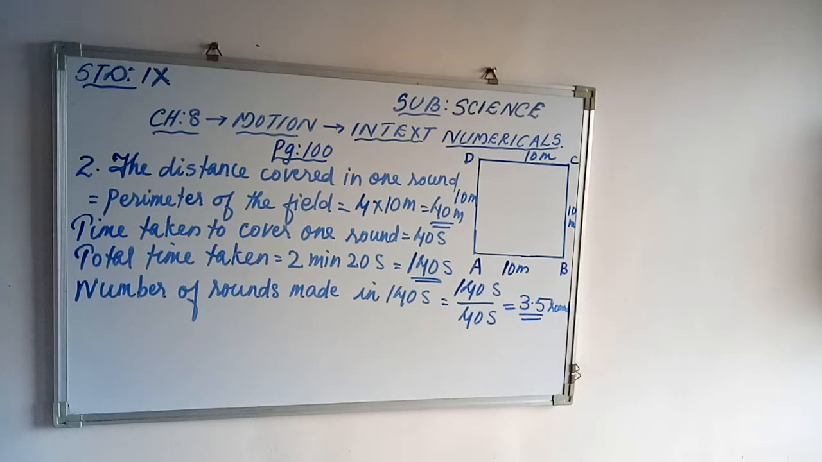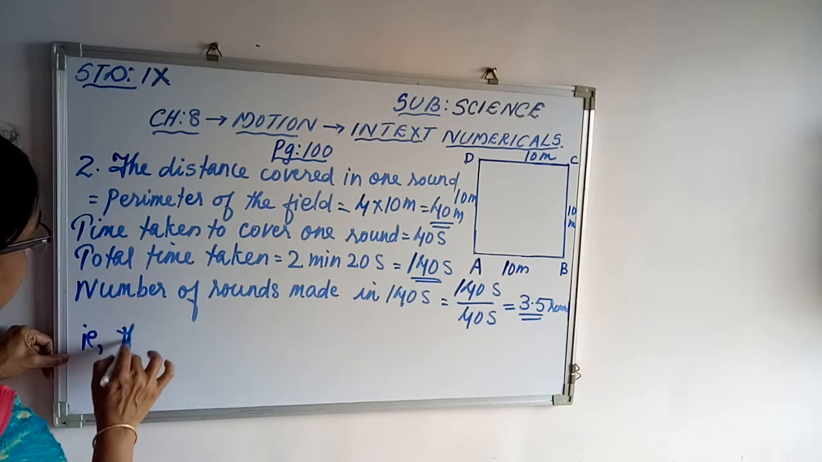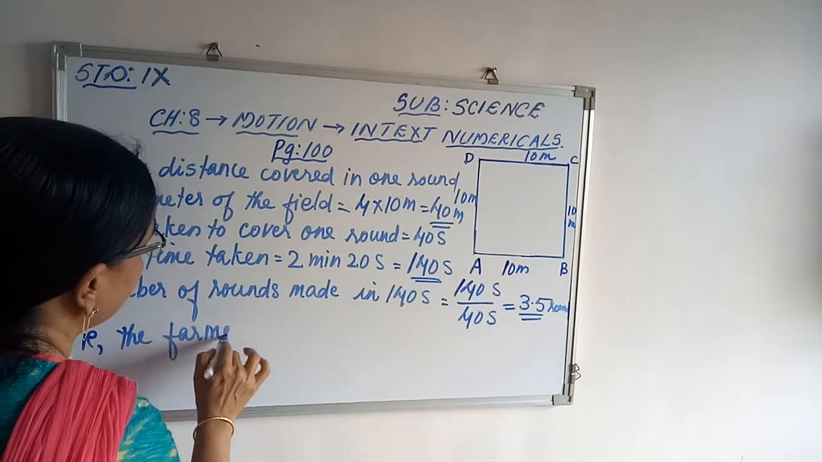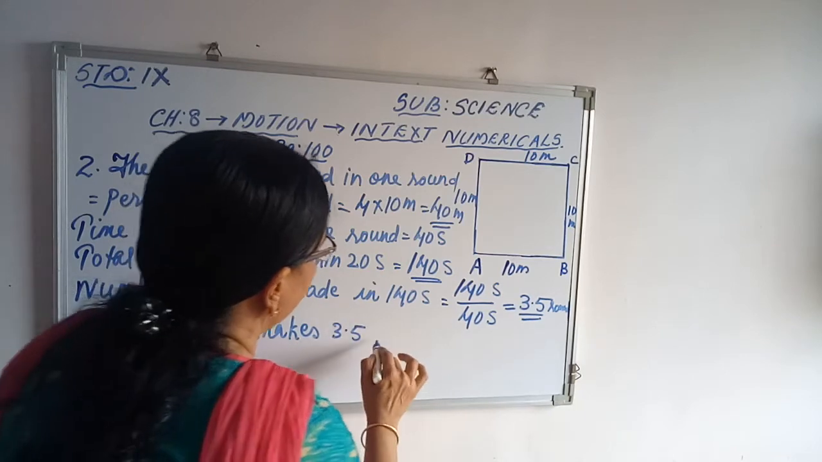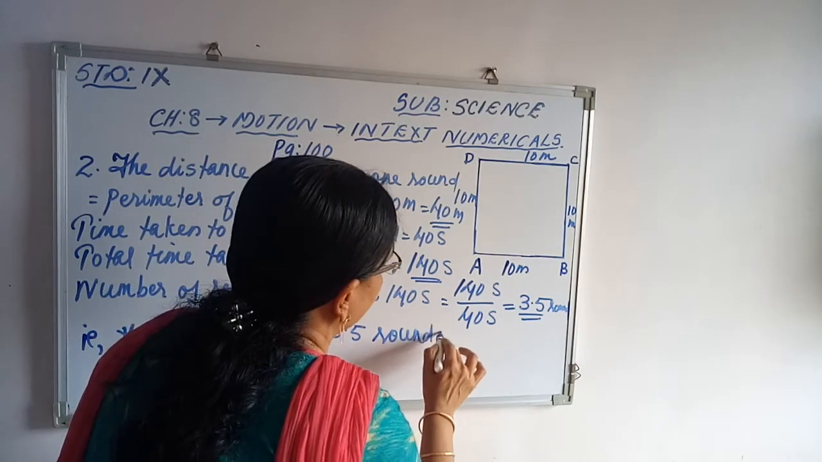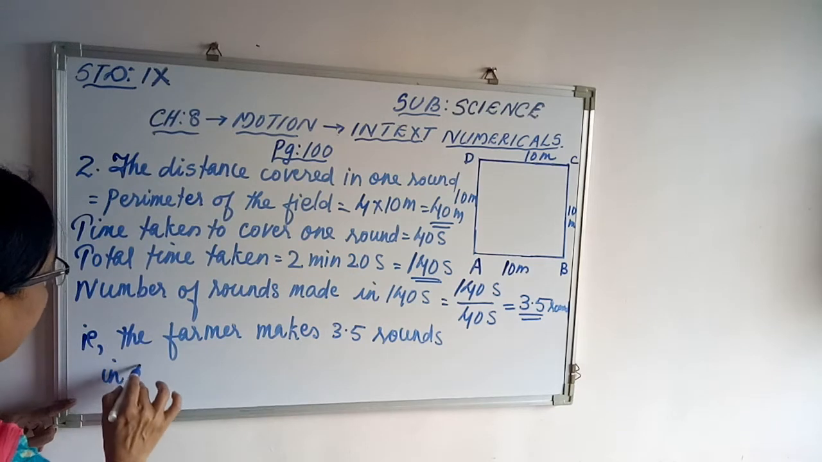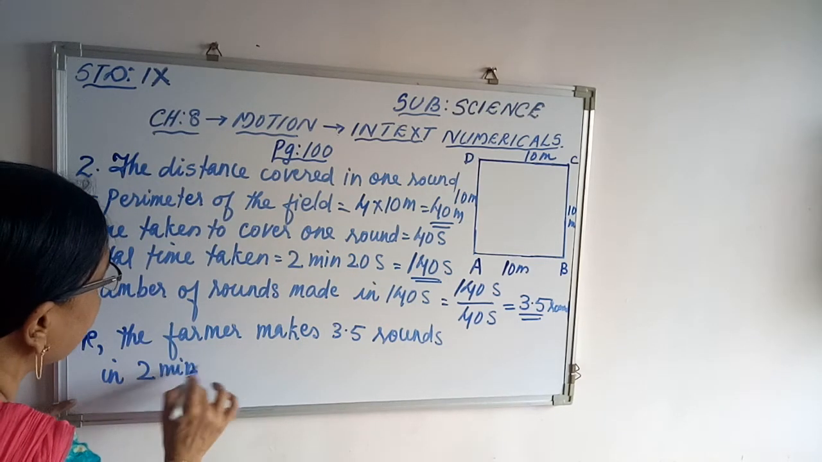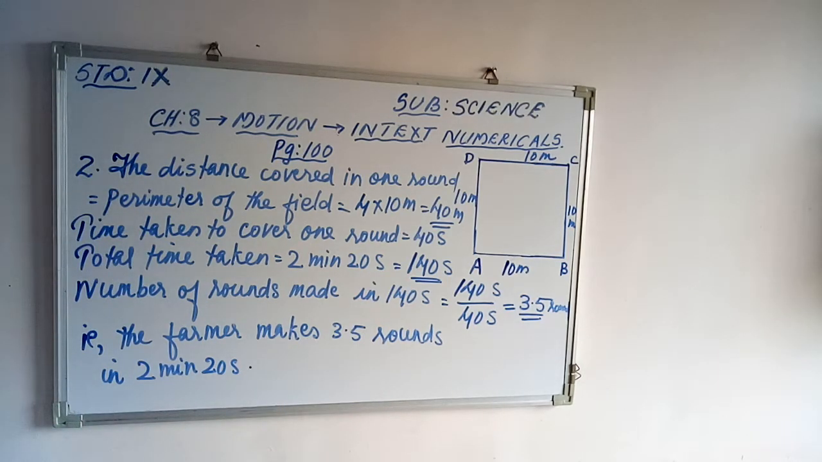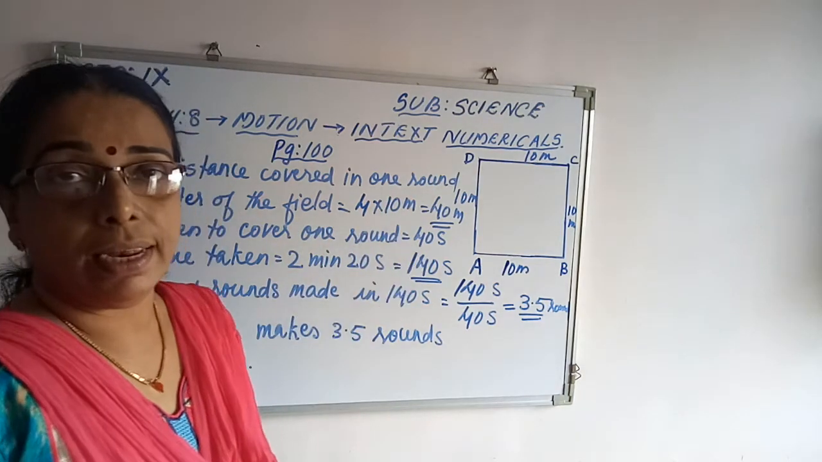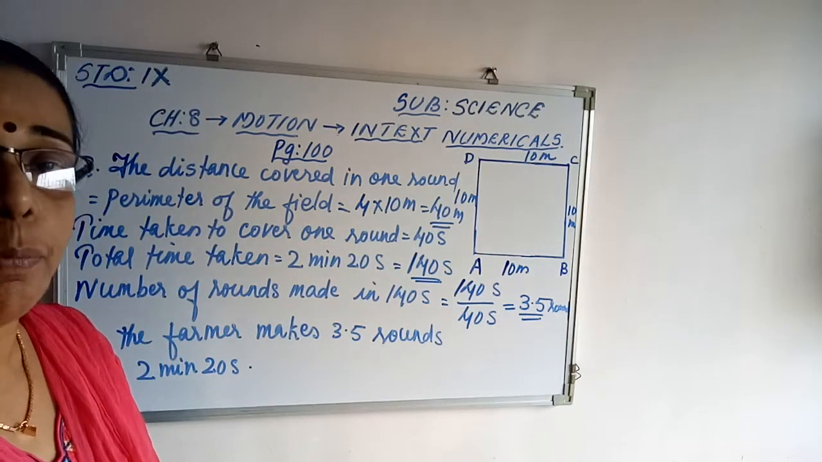Okay, now we can write the farmer makes 3.5 rounds in 2 minutes 20 seconds. Is that clear? Now we can see at which point the farmer reaches after 3.5 rounds.